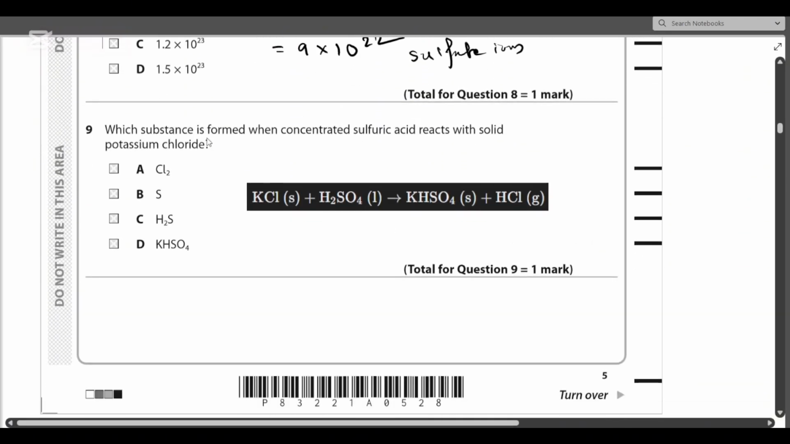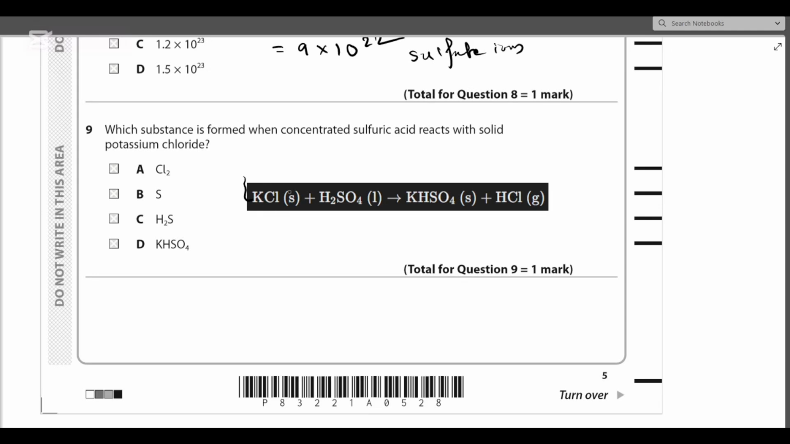Moving on, which substance is formed when concentrated sulfuric acid reacts with solid potassium chloride to give X? Now this is the reaction. When potassium chloride reacts with sulfuric acid, one of the hydrogen ions dissociates from H2SO4 and reacts with chloride, while the potassium reacts with the HSO4 minus, producing KHSO4 and HCl as a byproduct. So the other three are obviously not produced as byproducts. The only product, KHSO4, matches option D right here. So our answer is D.